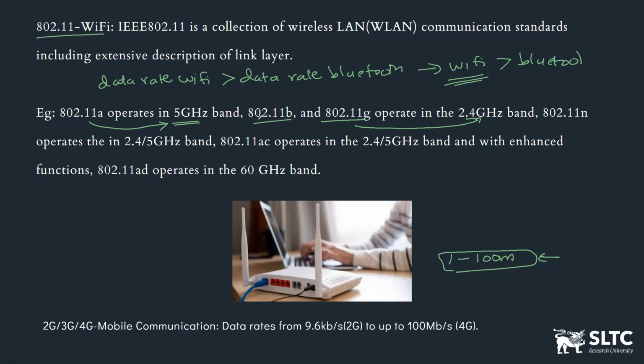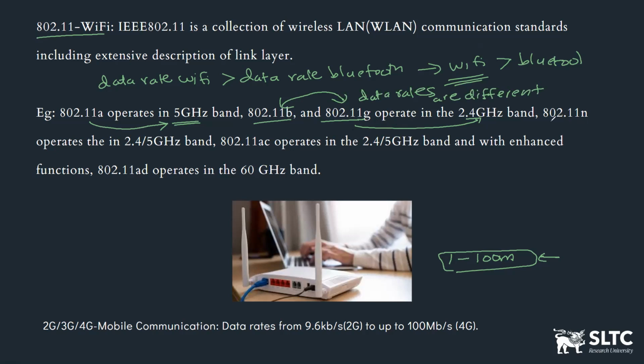So what is the difference between 802.11b and 802.11g? Mainly the data rates that we can achieve between these two protocols are different. And once the data rates are different, then based on our application, we prefer to use the one that satisfies our data rate requirement.